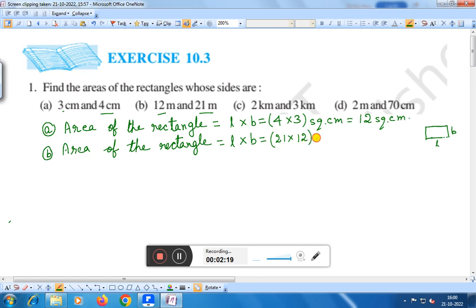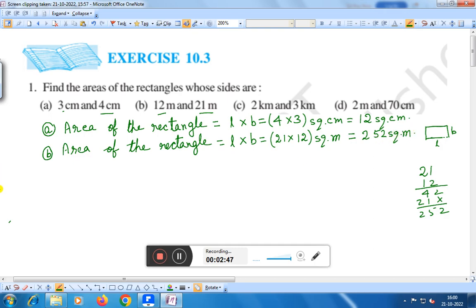The unit will be meter into meter, that is square meter. And that comes to, if we multiply 21 with 12, 2 times 2 is 4, 1 times 2 is 2, then 2 1 2, that is 2, 4 plus 1, 5. 252 square meter.